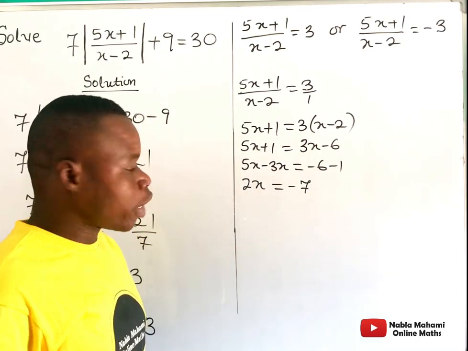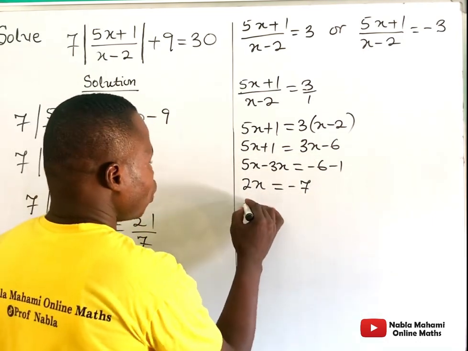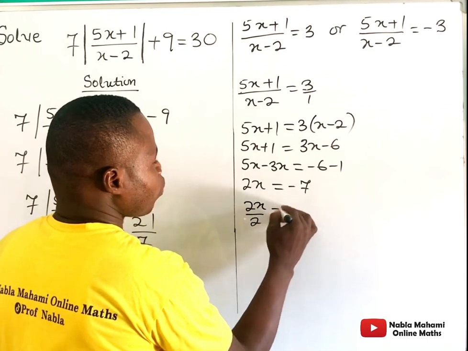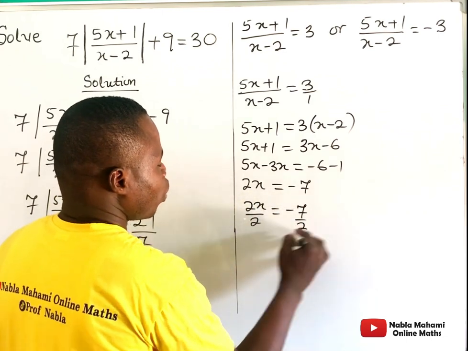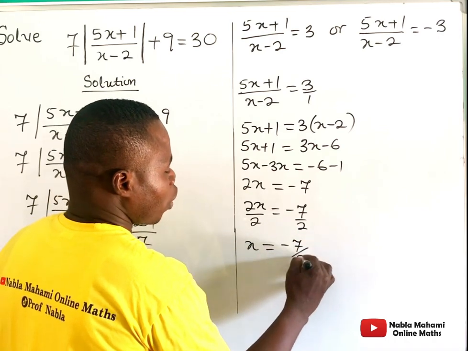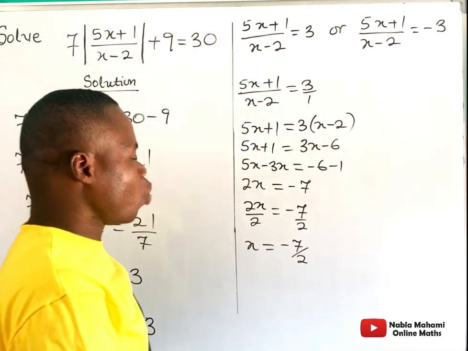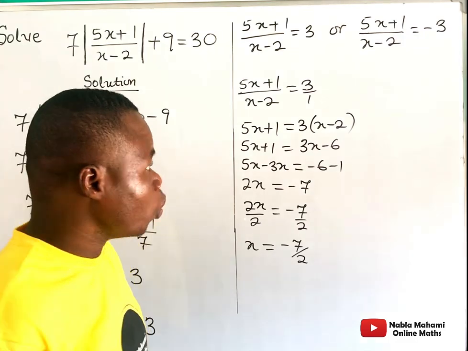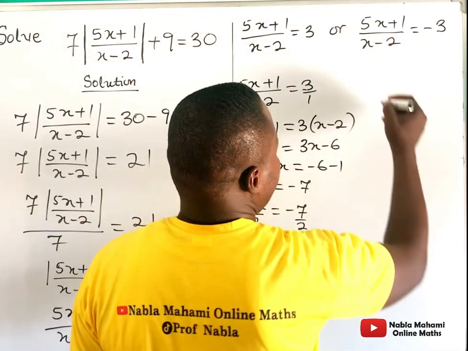From here, I will divide both sides by the coefficient of x here, which is 2. So 2x over 2 is equal to minus 7 over 2. You can see that 2 will take away 2, and x will be equal to minus 7 over 2. So solving this part, you get your x to be minus 7 over 2. Then let's take the other one too and work.